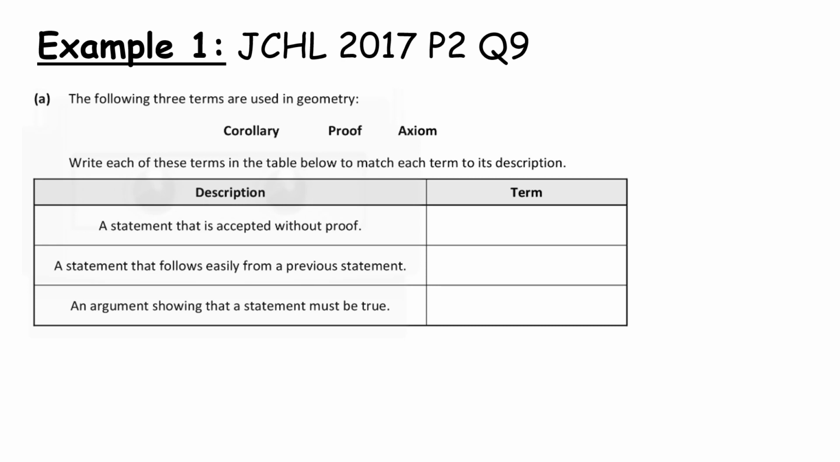The following 3 terms are used in geometry: corollary, proof, and axiom. Write each of these terms in the table below to match an entry to its description. The first thing is a statement which we accept without proof, and that's called an axiom. A statement that follows easily from a previous statement, that's a corollary. We said that that was kind of like an add-on to a theorem or previous proof. And an argument showing that the statement must be true, that itself is our proof.